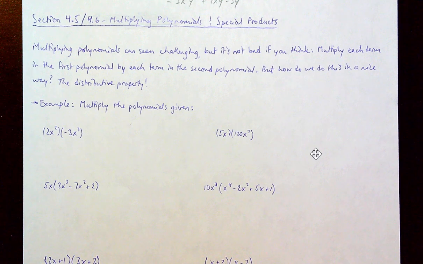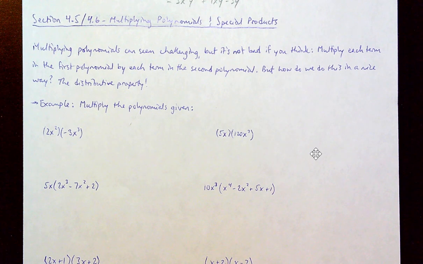in the following way. All you have to do is multiply each term in the first polynomial by each term in the second polynomial. After you've done that, you then combine all the like terms. So multiply each term in the first polynomial by each term in the second polynomial, and then combine like terms. But how can we do this in sort of a nice way? We're going to use the distributive property.